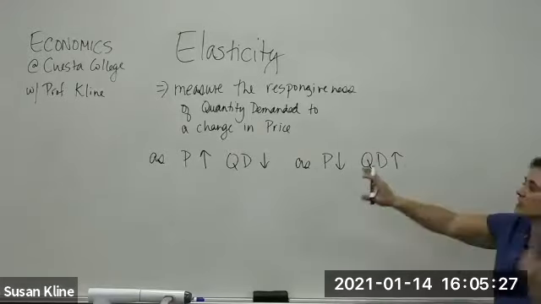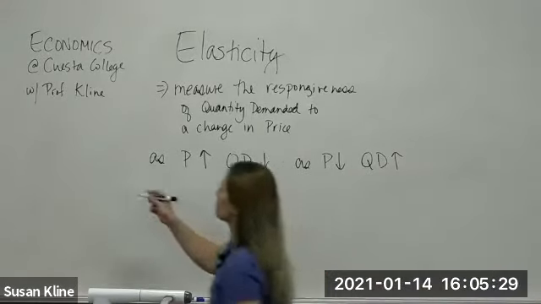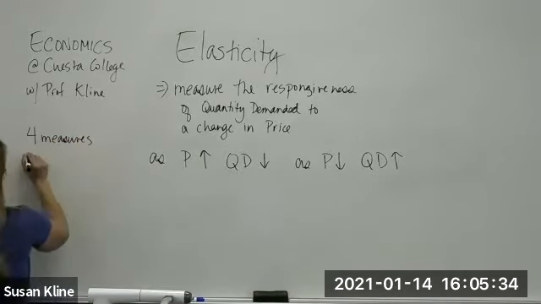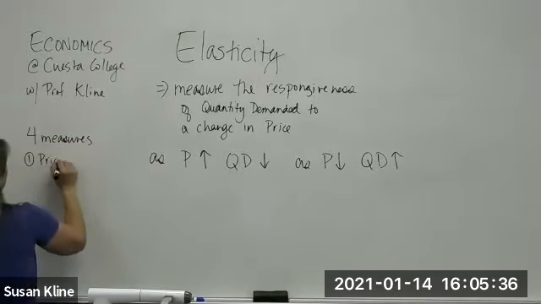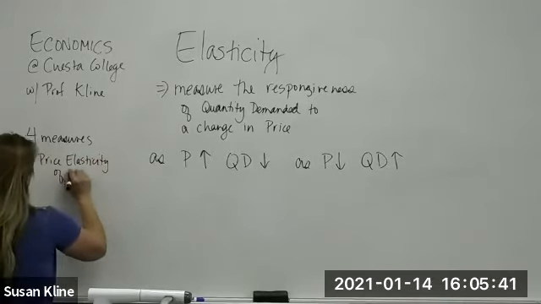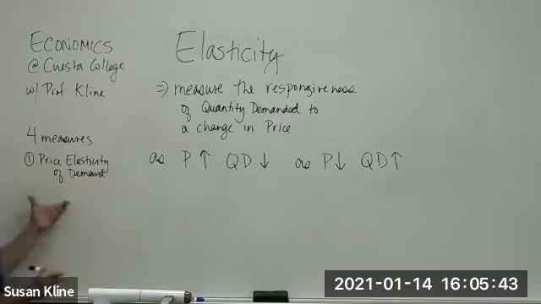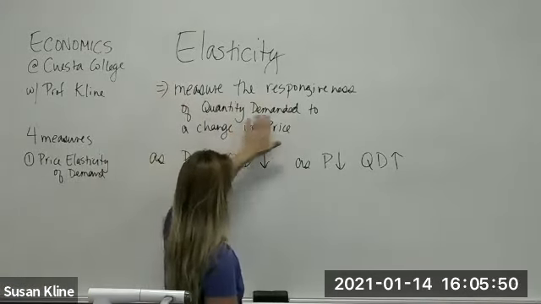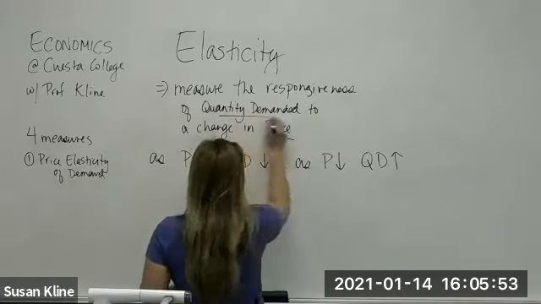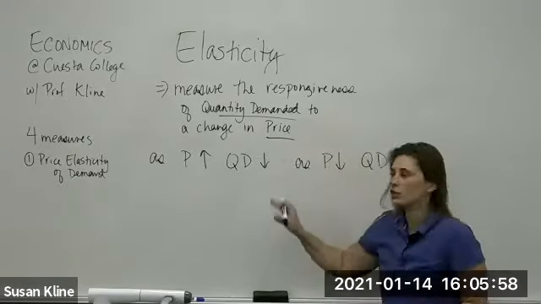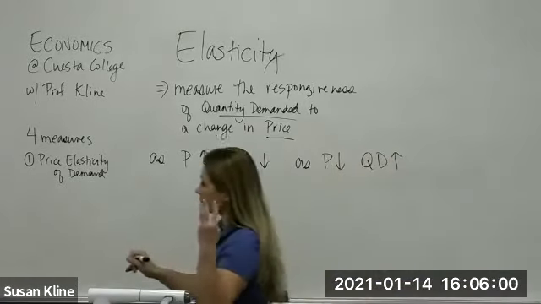And so with elasticity, we're actually going to have four measures eventually. We're going to start with the one that's most useful, and the one that's most useful is the price elasticity of demand. This is the one that is referred to more often than not. When we talk about elasticity as a measure of the responsiveness of quantity demanded to a change in price, that is the definition for the price elasticity of demand. We're going to tweak this definition as we talk about the three other measures to get to four.